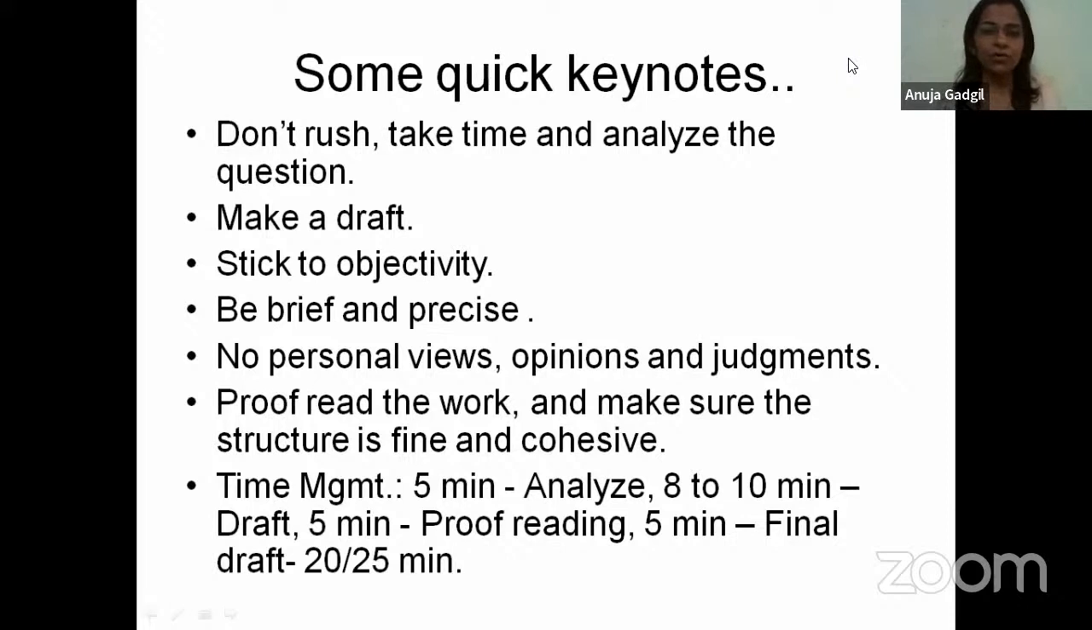You cannot add your own opinions. You can't say something is good or something is bad. You can't add your personal opinions and judgment. Never ever add your own views, your likes and dislikes. That is not expected in this kind of presentation. Be short and brief. Don't write pages and pages. Be very precise when you are describing a graph, a picture, a pie chart, or a table. Try to write it short, but let it be effective.